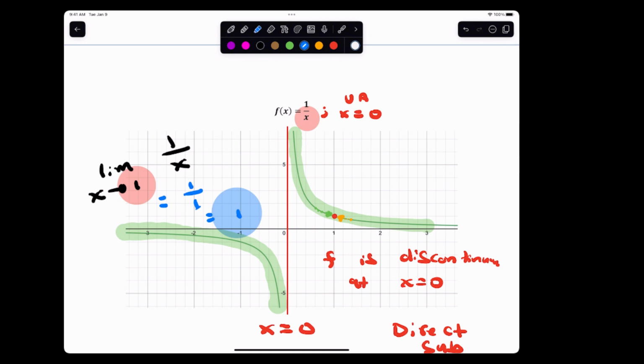So you can do this all day long. You say, what about around 2? What's the limit? 1/2. What about around 3? What's the limit? 1/3. What about around -2? What's the limit? -1/2. What about -10? -1/10. You can use direct substitution all day long. You just cannot do it around the what? Vertical asymptotes. Isn't that pretty nice? What do you guys think?